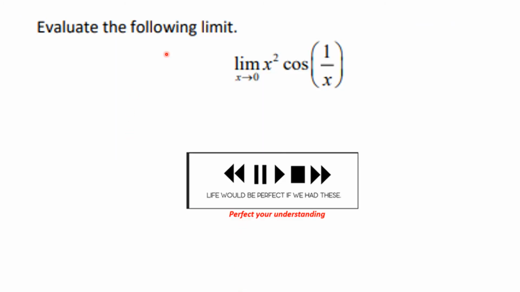All right, now we have to evaluate the following limit. This is the limit as x tends to 0 of x squared times cosine of 1 over x. Let's see how you did.